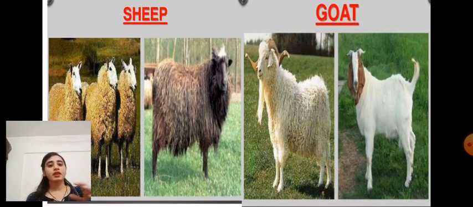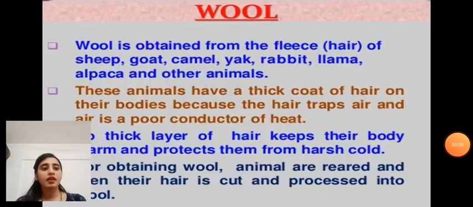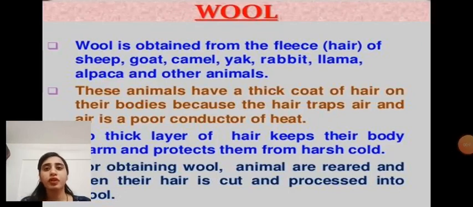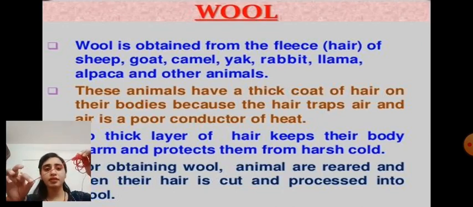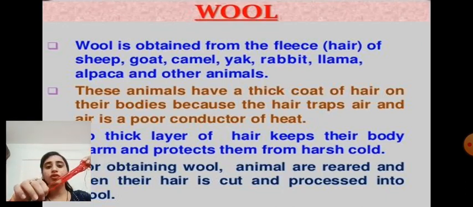Now, next, we'll start to discuss wool. Wool is the most commonly used animal fiber. Wool is the soft, wavy or curly hair which covers the body of sheep. Wool thread is like this type of thread. This is wool and this is very soft.